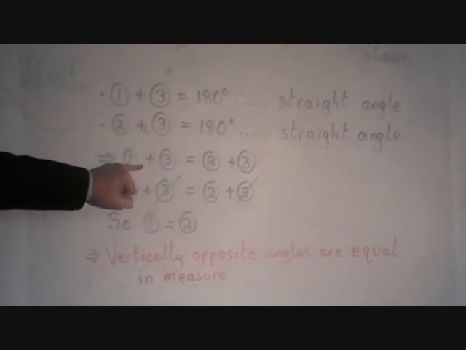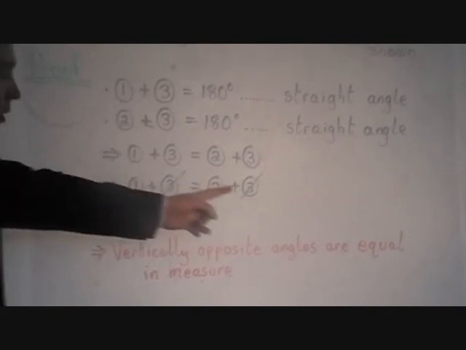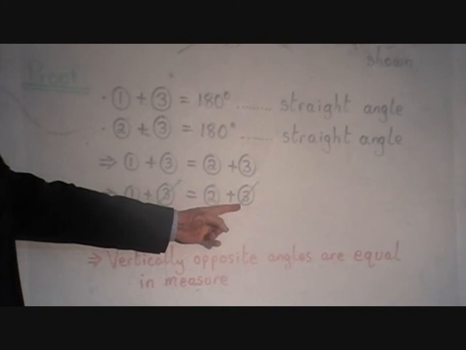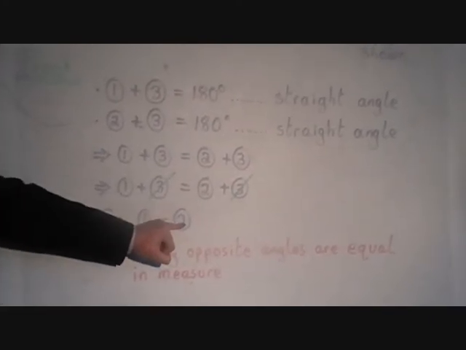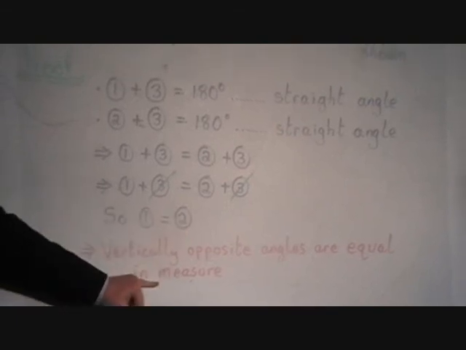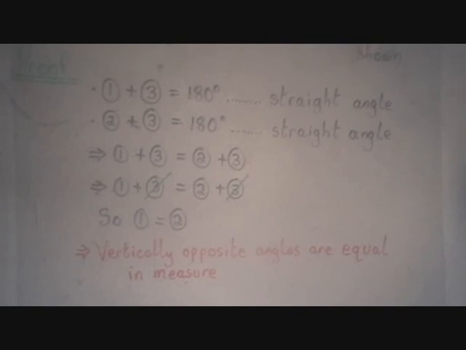So therefore, you make that statement. What I can do then is cross off angle 3. So therefore, angle 1 is equal to angle 2, which is what I'm asked to prove, that vertically opposite angles are equal in measure.